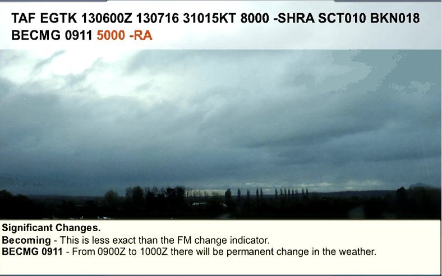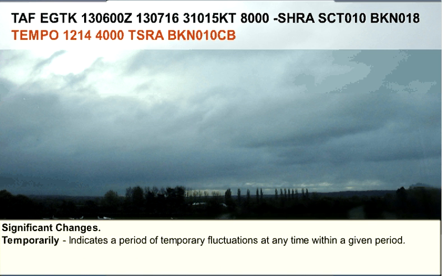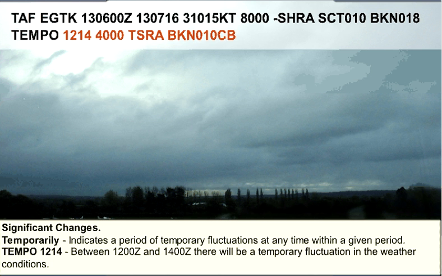The other change indicator is TEMPO, meaning temporarily. This is different than the BECMG change indicator in that this change may occur at any time within a specified time period and not be a permanent change. These temporary fluctuations are expected to last less than an hour each time, but in aggregate no more than half the time period given. Let's look through this example.